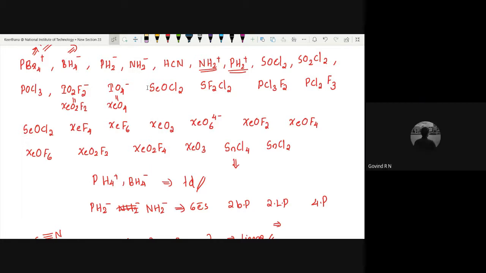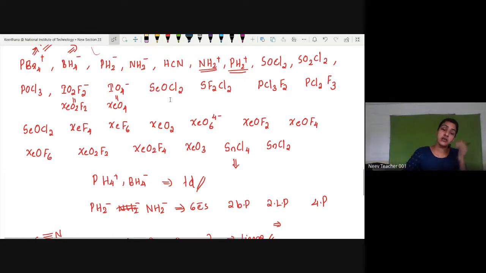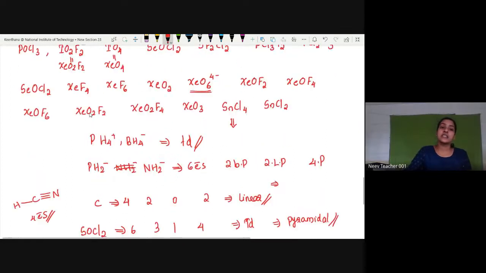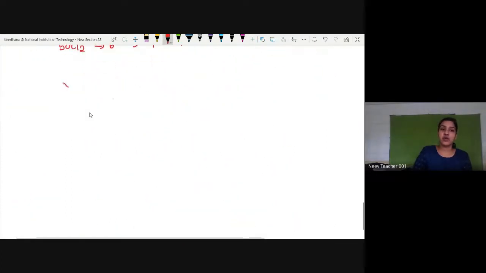What is it? The shape is seesaw, the geometry is trigonal bipyramidal. Yeah, Letitia? Yes, ma'am. Do you have a doubt on this? XeO6 4 minus? Okay. So XeO2F2 or IO2F2 minus.